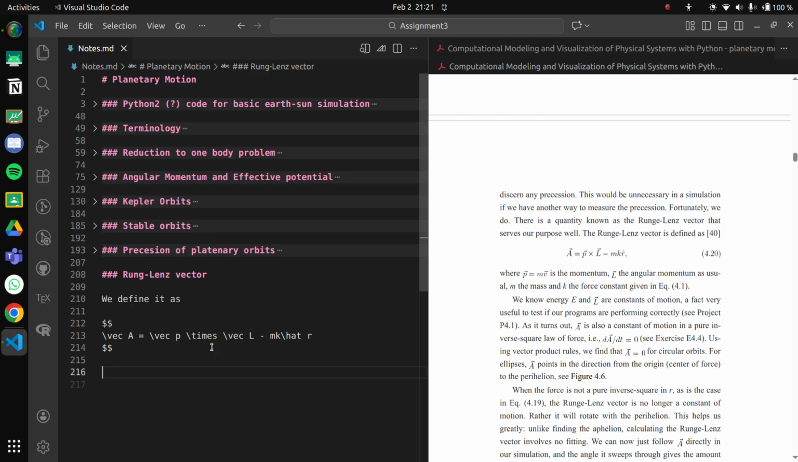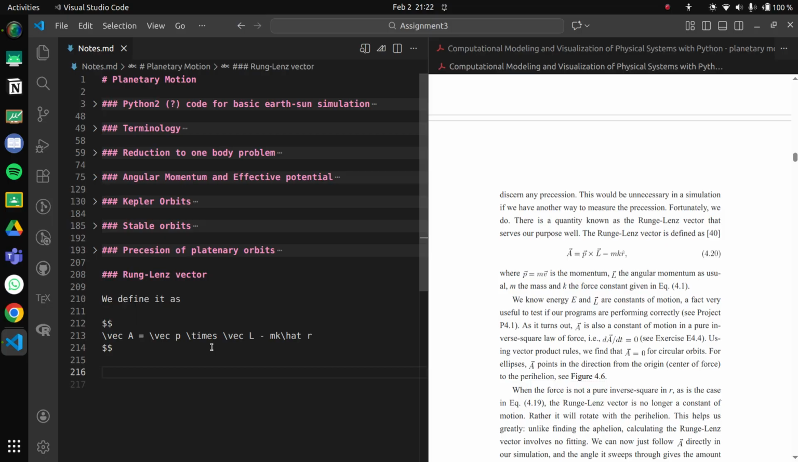And this thing is just something which is in the xy plane. It is 0 for the case of a circular orbit, because in a circular orbit your momentum is tangential to the radial vector, so there's no change in your radius. In that case your P cross L just turns out to be pointing outwards, towards the radial vector, and its magnitude is basically mk r hat. So that minus mk r hat is 0.